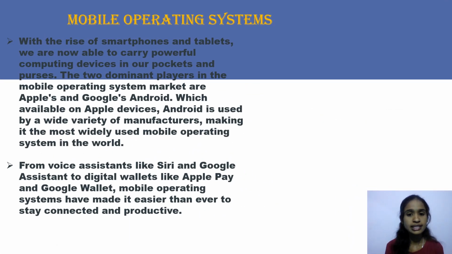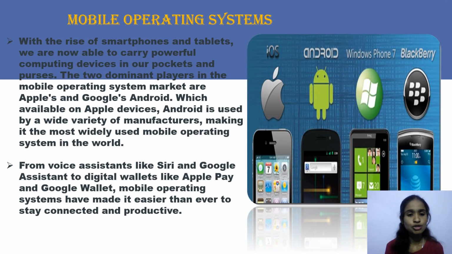Mobile operating systems. With the rise of smartphones and tablets, we are now able to carry powerful computing devices in our pockets and purses. The two dominant players in the mobile operating system market are Apple's iOS and Google's Android. iOS is only available on Apple devices. Android is used by a wide variety of manufacturers, making it the most widely used mobile operating system in the world.